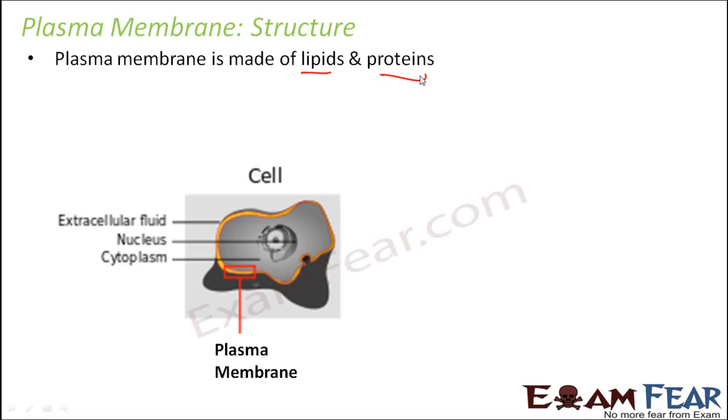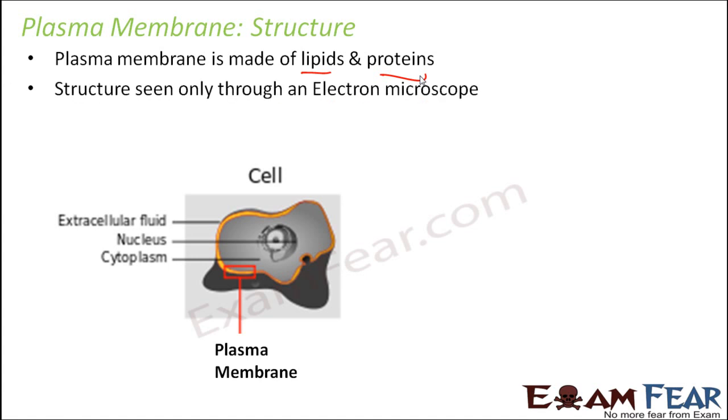So basically when you actually look at the structure of plasma membrane, it is a bilayer of lipid molecules. That is, two layers of lipid molecules with proteins embedded in it. That is how the structure actually is. But the structure can be seen only through an electron microscope, because the cell itself is so tiny, you cannot see it with your naked eye. Even with a microscope, you need an electron microscope which should be powerful enough to make it visible.